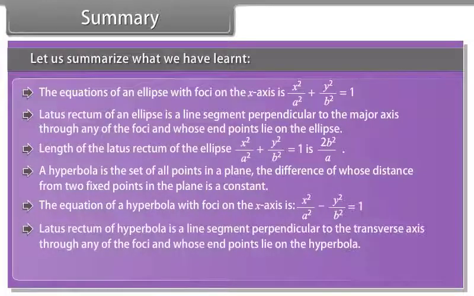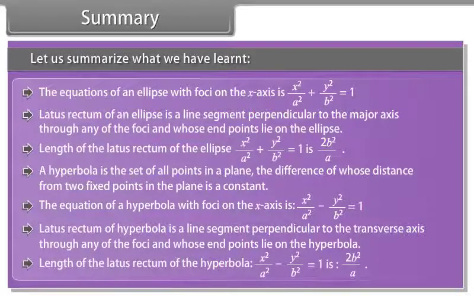Latus rectum of a hyperbola is a line segment perpendicular to the transverse axis through any of the foci and whose endpoints lie on the hyperbola. Length of the latus rectum of the hyperbola x square by a square minus y square by b square is equal to 1 is 2b square by a.